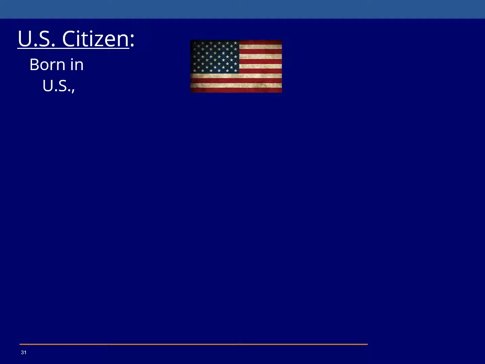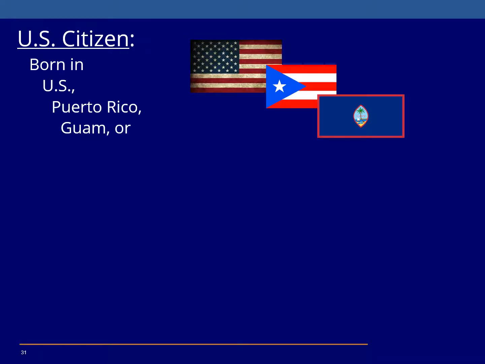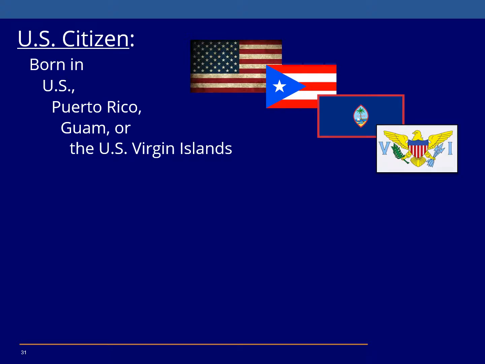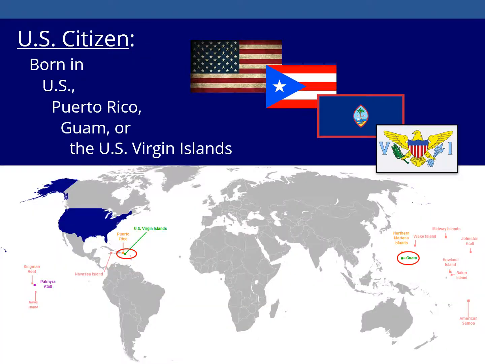A person is a U.S. citizen if they were born in the U.S., Puerto Rico, Guam, or the Virgin Islands. Now, I don't know about you, but I sure don't remember my high school geography lessons, and I wanted to know where Guam and the Virgin Islands are, so I looked them up. And as you can see, Guam is over by Indonesia, and the U.S. Virgin Islands are near Puerto Rico.